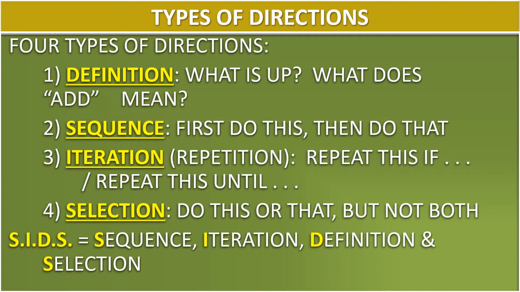The third type of instructions is called iteration. Iteration is a word you've probably heard as reiterate, like to repeat something. Iteration just means one run or one loop. You might think of this in terms of repetition, which means you're giving an instruction to repeat a certain process. Repeat this if something happens, repeat this until something happens.